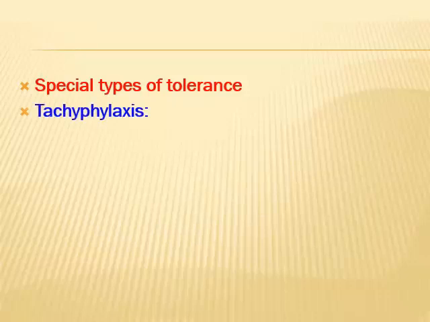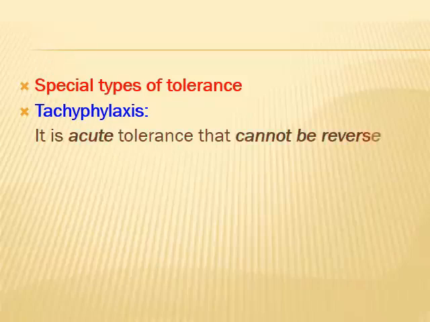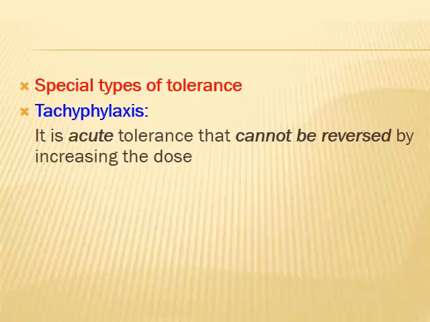There are 2 special subtypes of tolerance. The first is called tachyphylaxis, and the second is called cross-tolerance. As regards tachyphylaxis, it differs from the usual type of tolerance in 2 points. 1. It is acute in onset, that is, it does not need repeated administration, it can occur after a single dose. 2. It cannot be reversed by increasing the dose of the drug.